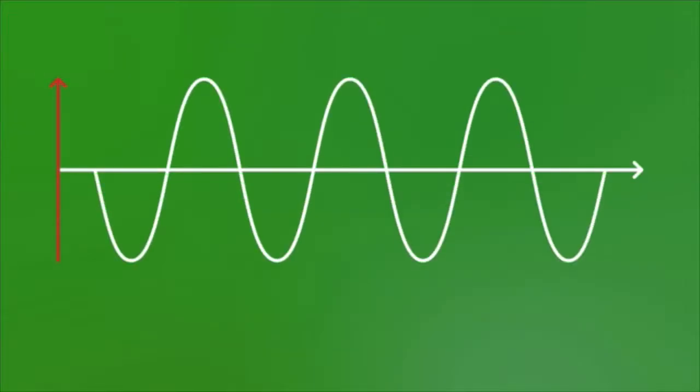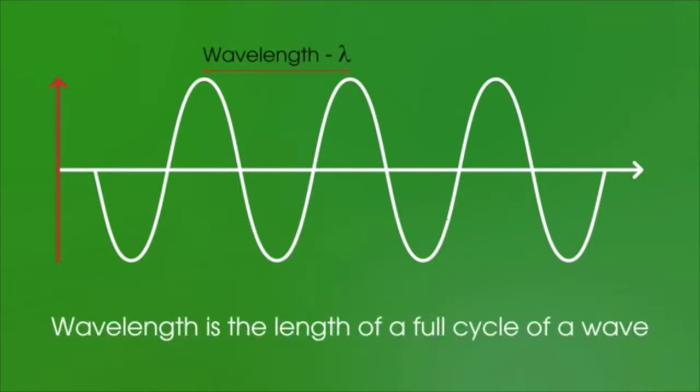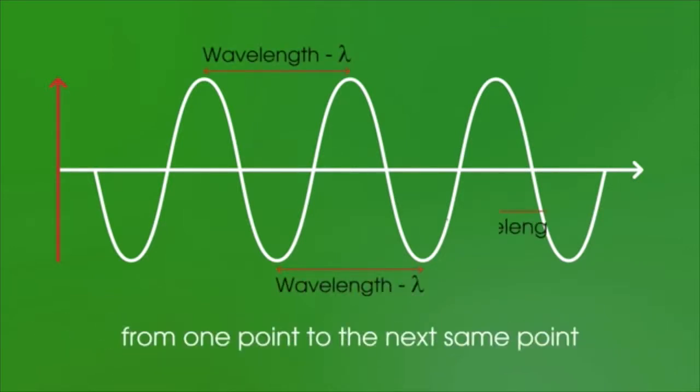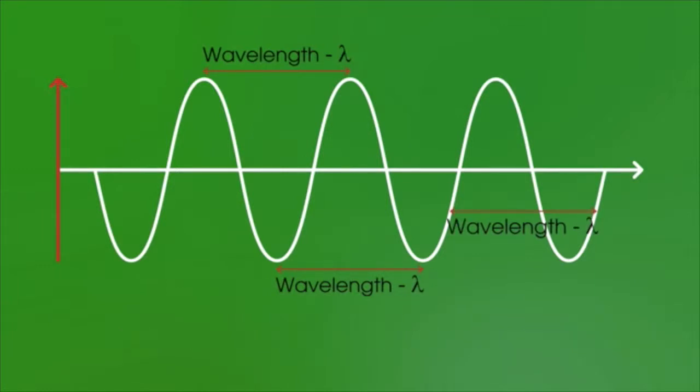Key features of waves. First off, wavelength. A wavelength is the length of a full cycle of a wave, from one point to the next same point. It's easiest to think of as the distance from crest to crest or from trough to trough. And we measure it in meters, and it's given the symbol lambda, a nice Greek symbol. The amplitude is like the size of a wave, but we need to remember that it's measured from the equilibrium position, or the central line, to the crest, not from the crest to the trough.